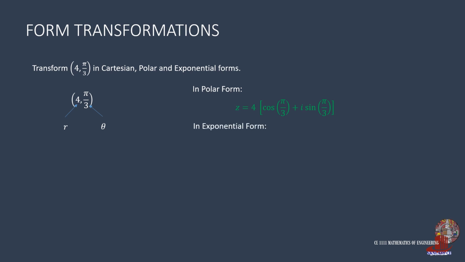We also do the same for the exponential form, mainly just plugging r and theta into the format, which makes z as 4 times e raised to I times pi over 3. Again, in Cartesian form, we use the polar format and simplify the terms, so take 4 times cosine of pi over 3 to have 2. And 4 times sine of pi over 3 is 2 root of 3 times I.